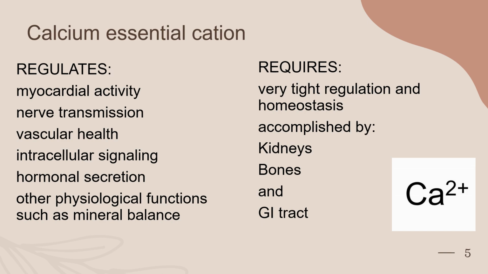It plays a pivotal role in various physiological functions, including regulating myocardial activity, nerve transmission, vascular health, intracellular signaling, hormonal secretion, and mineral balance. It requires really tight regulation for homeostasis, and that's accomplished via the kidneys, bones, and the GI tract. Other examples of cations in the body are sodium, potassium, magnesium, iron, and so on.